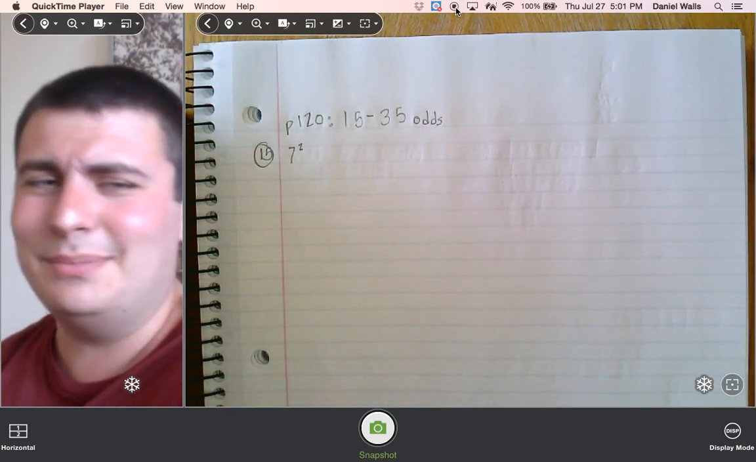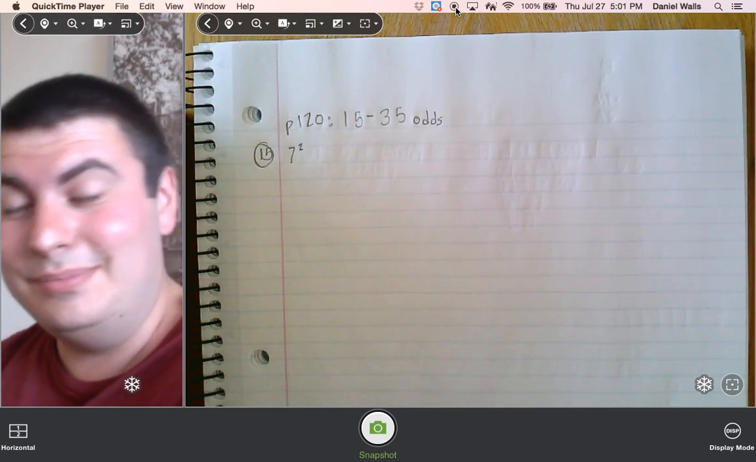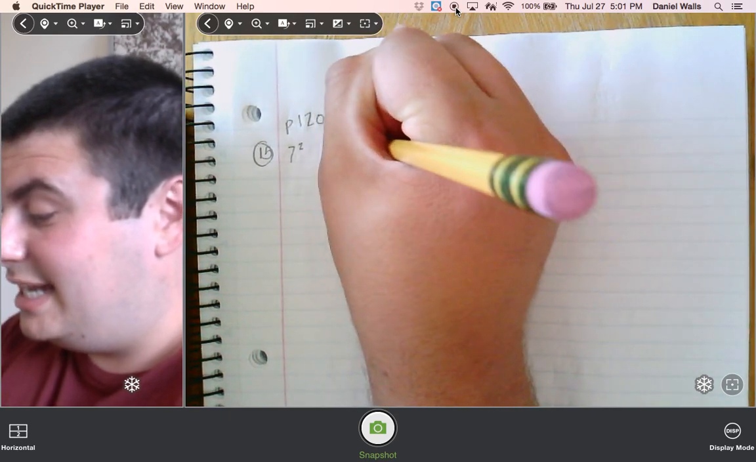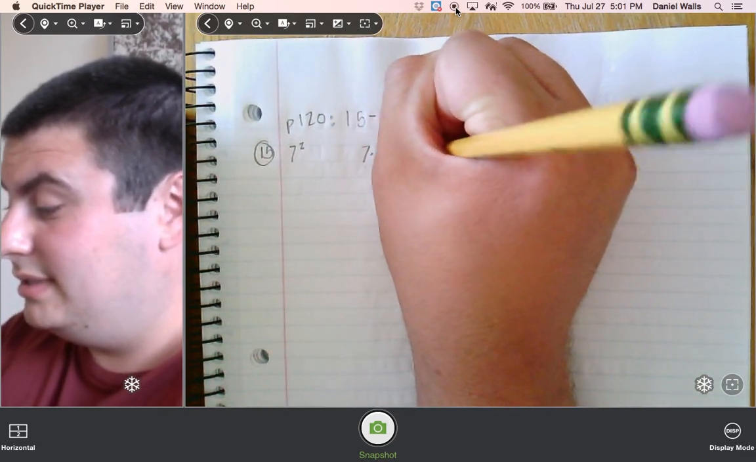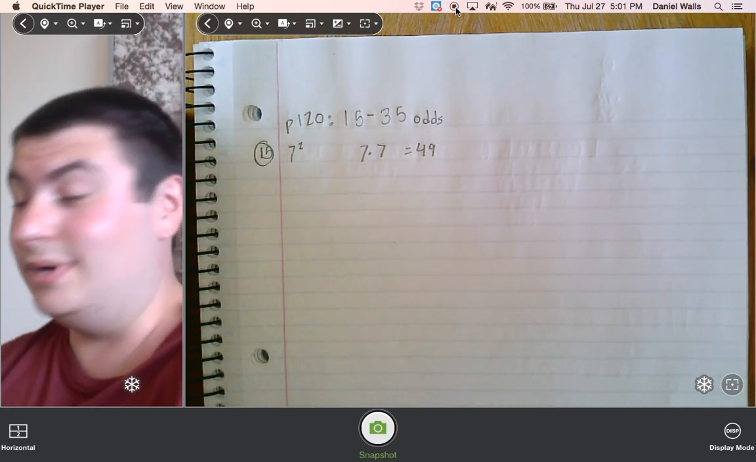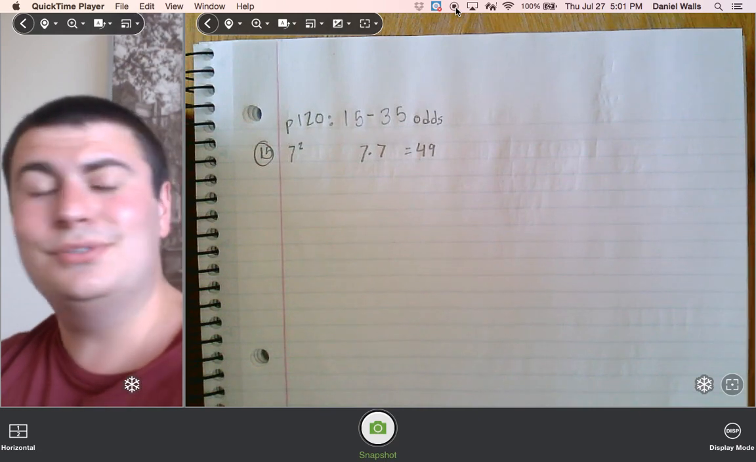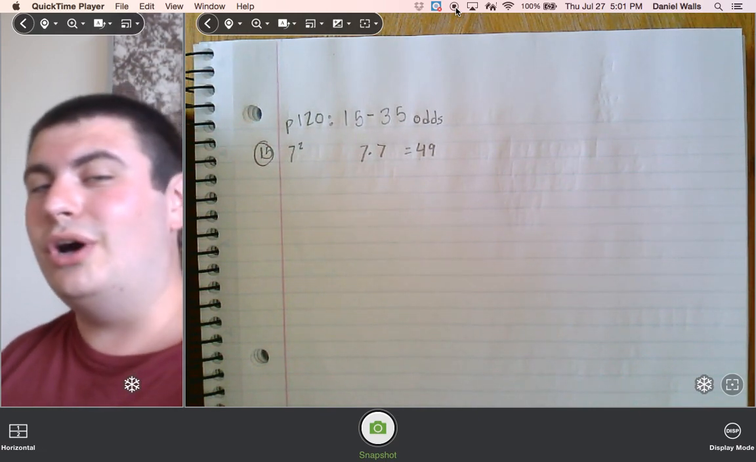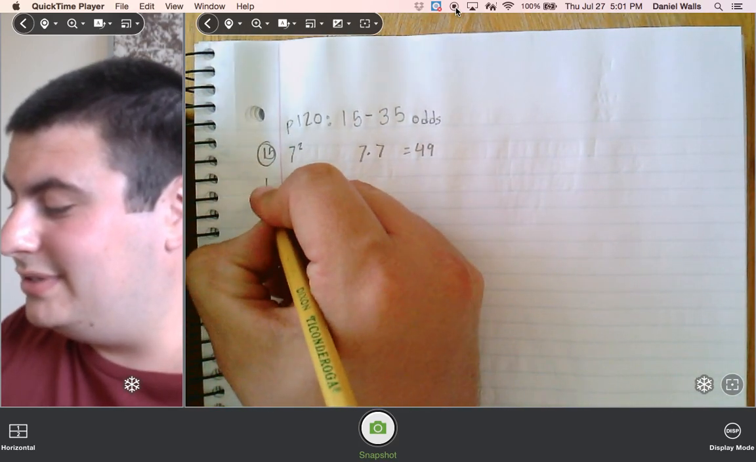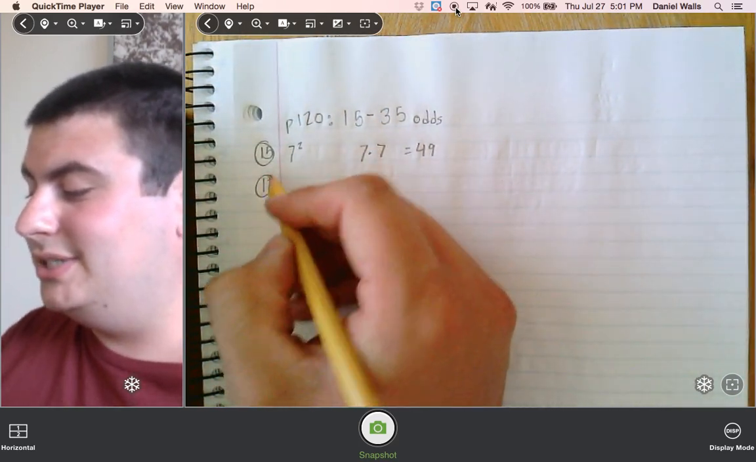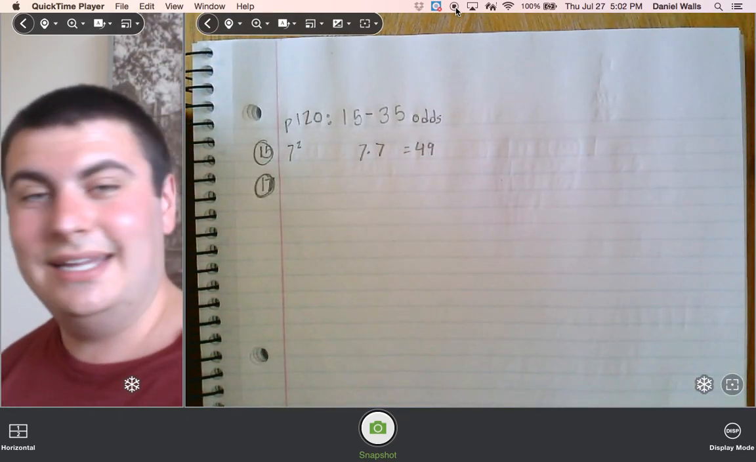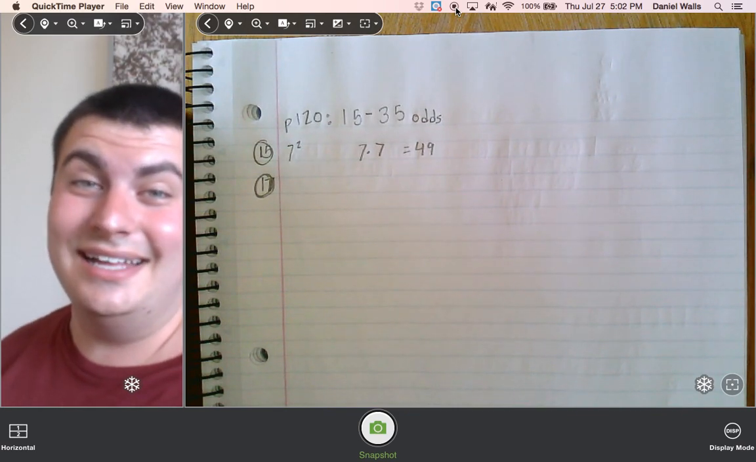Show every single step of your work so that you can follow every process, every thought that comes through your head. So we're going to have 7 times 7, which we know to be 49. All right? Other problems will take more steps. Please use one line per step. Use all of the space. And then after 15, we would go to 17 because we are just doing the odds. So we have page 120, 15 through 35 odds. Have fun.